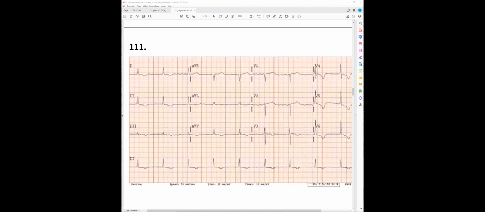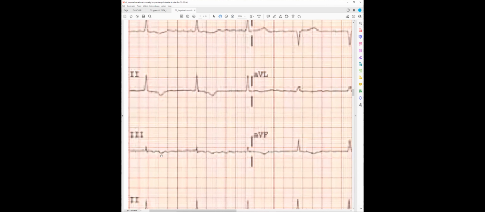Yes. QRS is quite normal. And the P wave is in the QRS complex, because there's a simultaneous activation between the atrium and ventricle.